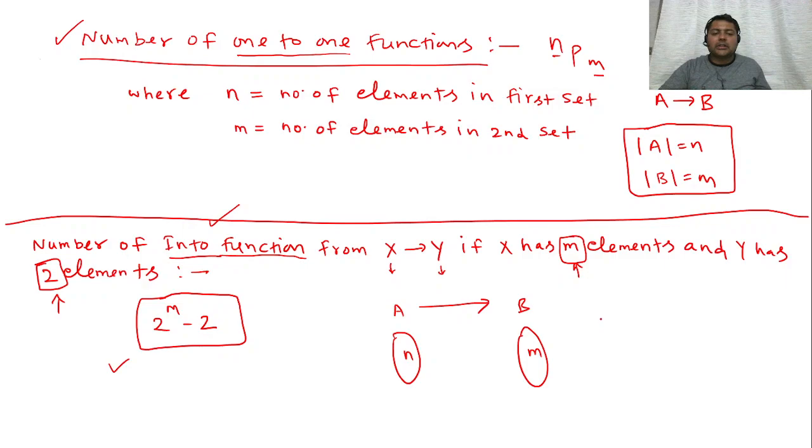So what kind of question can be there? For example, some set A will be given and some set B will be given, carrying some elements, and you just have to implement this m. So m is the number of elements in x, and 2 is the number of elements in y.